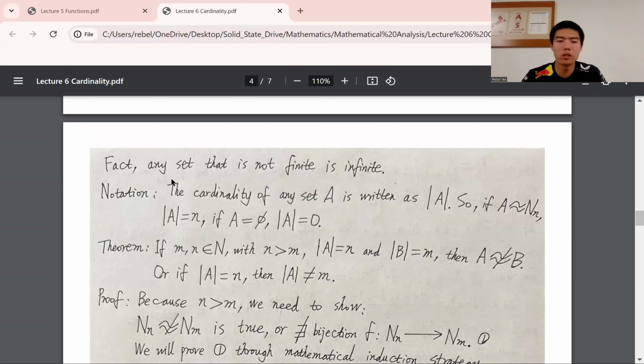Okay, so the notation, I probably already used before, is defined like an absolute value, but if it's an absolute value surrounding a set, especially a capital letter instead of a number, it means the cardinality of the set. So if A has the same cardinality as N_n, which is the set defined before as 1, 2, and goes to n, this means the cardinality of A is equal to n, which makes sense because they have n elements inside it. So if A is an empty set, then its cardinality is 0.